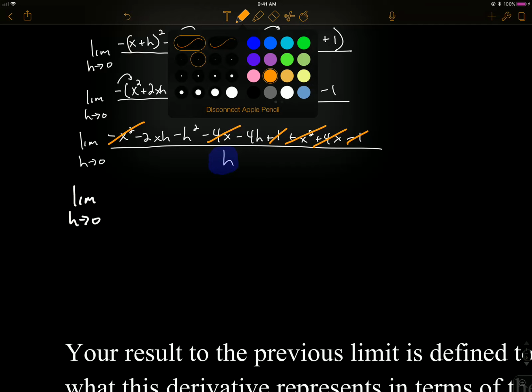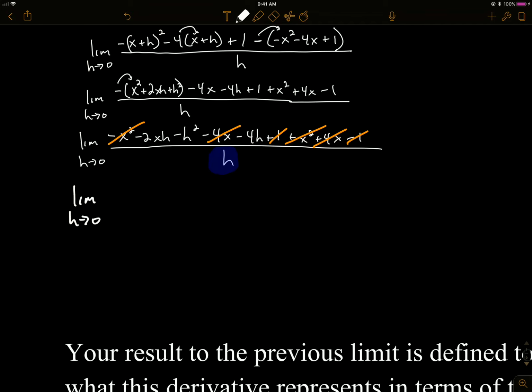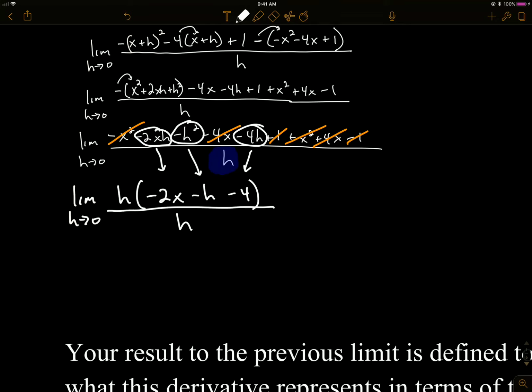So now I'm going to rewrite this thing, and at the same time, I'm going to factor an h out of all of these terms that are left. Okay, so I'm going to write h times negative 2x when I factor the h out of it, right? Minus h when I factor one of the h's out. Minus 4 when I factor the h out. All over h. Now that I factored out an h, I can cancel that factor. So that's going to be equal to the limit as h approaches 0 of negative 2x minus h minus 4. So the problem was the h in the denominator. That problem has been dealt with.